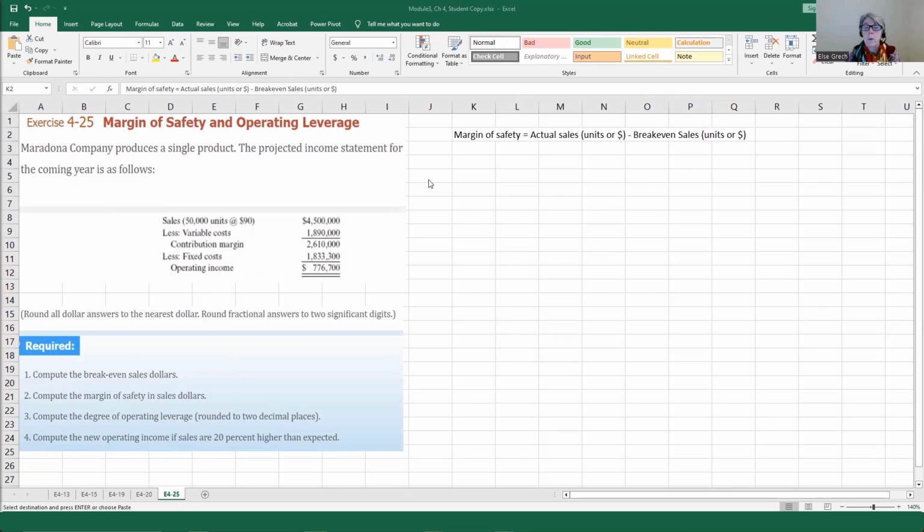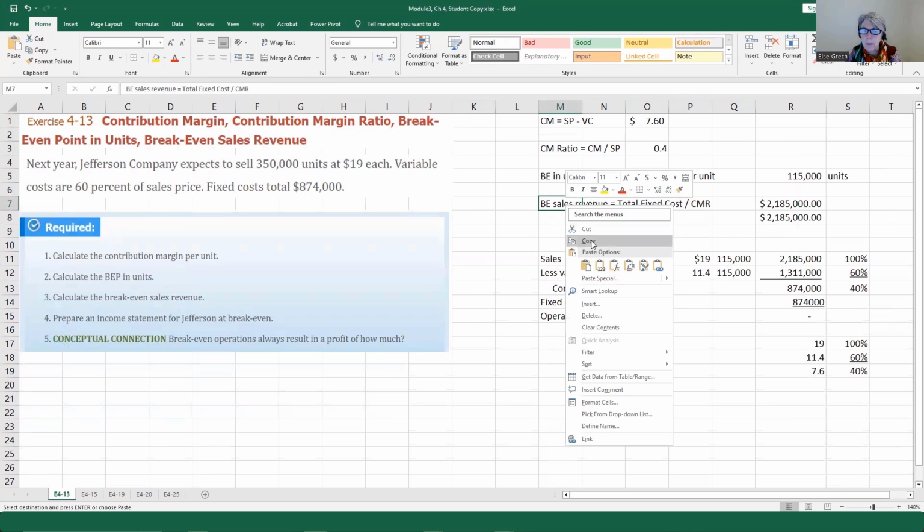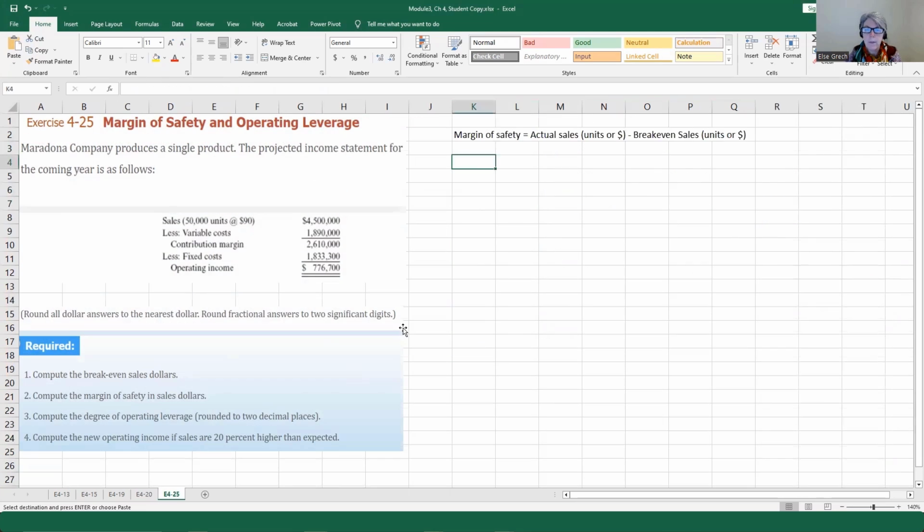Now, in order to calculate the margin of safety, we need the break-even in sales. They produce a single product and the projected income statement is here. So we already know that their sales are 50,000. But what we need to know is the break-even in sales dollars, right? We could do the break-even in units also, but we don't have units. So break-even in sales dollars. Copy this because we know that we've got this. So we need that break-even in sales dollars.